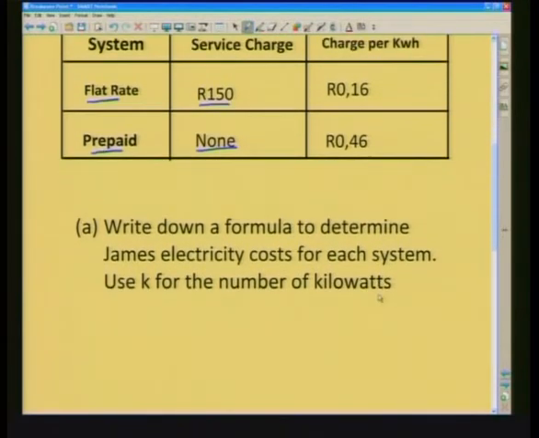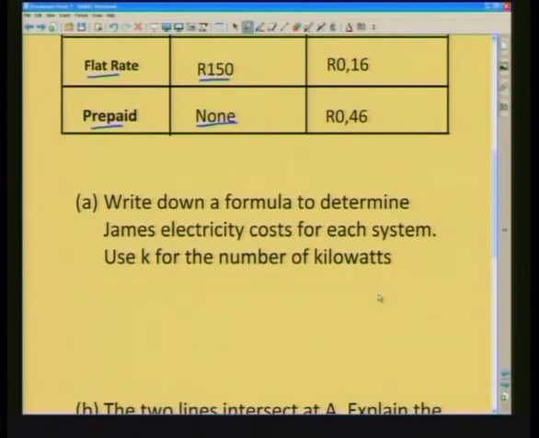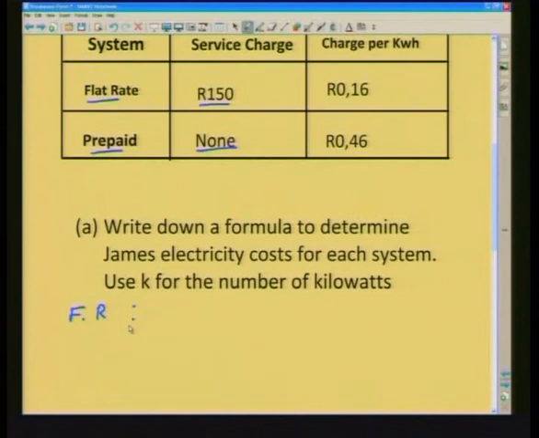Okay, the first part would like us to write down a formula to determine James's electricity costs for each system. They say use K for the number of kilowatts. Now, with the flat rate system, which I'm just going to call FR, to work out the cost, we have a fixed service charge of 150, and then they have to pay 16 cents for every kilowatt hour that's used above that set service fee of 150 Rand. So we've got to pay more money on top of that 150. So to work out the total cost, I've got to add 150 to the 16 cents times K, where K represents the number of kilowatt hours, and that will tell me what the total cost is for the flat rate system.